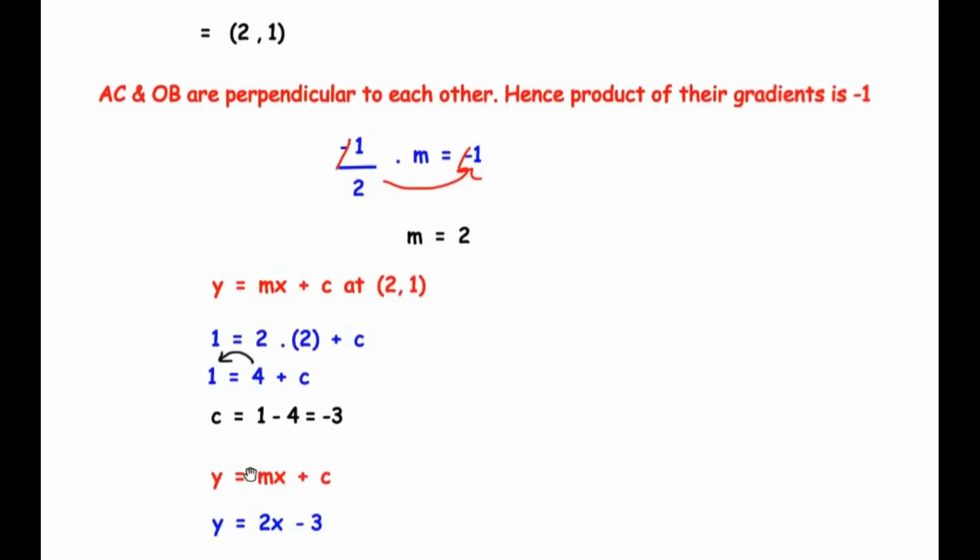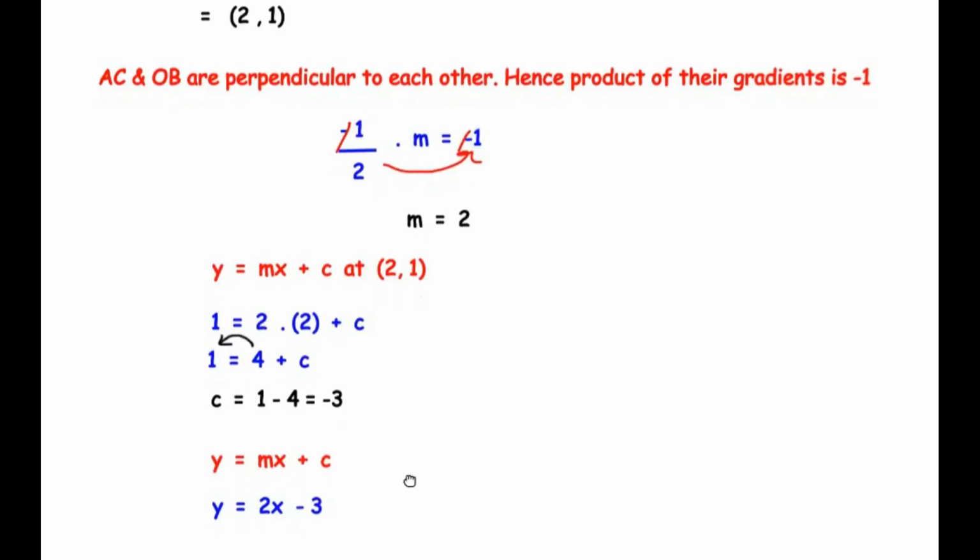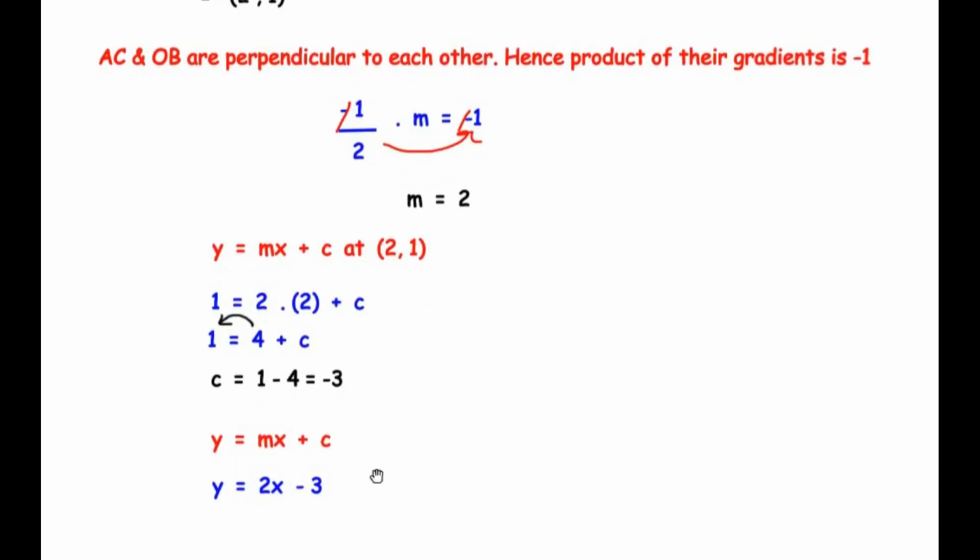So here we have the equation of the perpendicular bisector, y is equal to mx plus c. So y is equal to 2x plus c, where the value of c is -3. So y is equal to 2x minus 3 is the equation of the perpendicular bisector. Now let us move on to the last sub question.